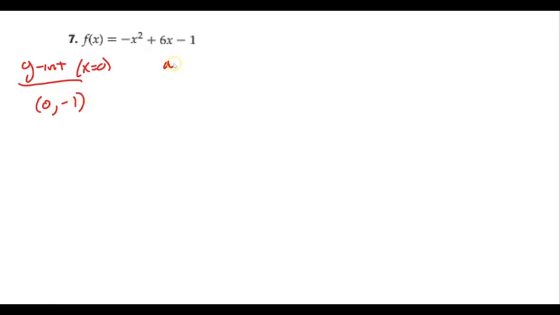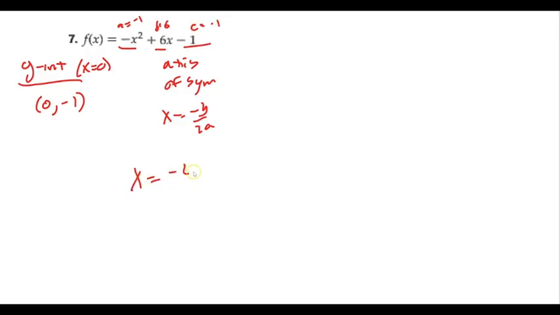Let's find the axis of symmetry. x equals negative b over 2a. My a here is negative 1, it's a coefficient. You never just put x, it's always just the coefficient. It should be a number. Here b is 6, and then this is my c, negative 1. In this case, I get x equals negative 6 over 2 times negative 1. Negative 6 over negative 2, or just 3. My axis of symmetry is x equals 3.